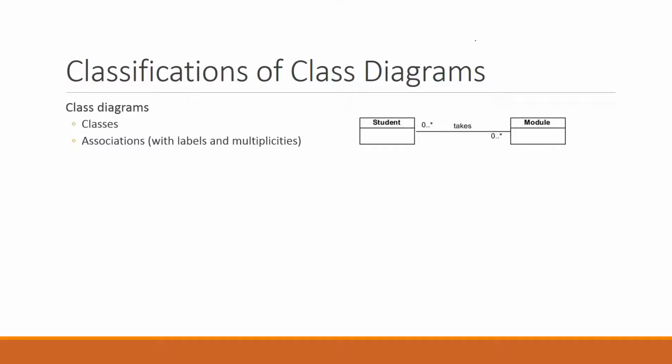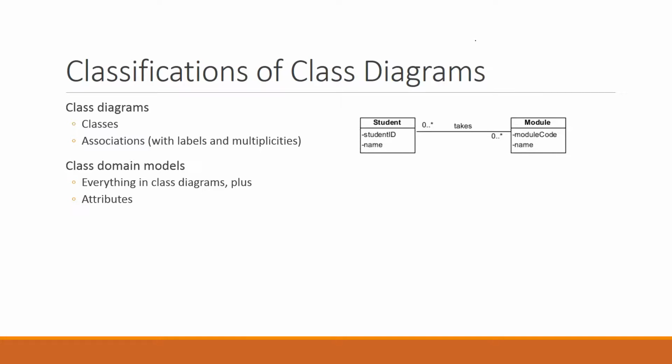Later on in the system development process, you will graduate to class domain models, which have everything in class diagrams, but also include attributes. So for instance, you might realize that we have to capture the data of a student that includes student ID as well as the name. And for modules, we need to record the module code and the name. Now, class domain models are created later on when you've got a pretty good idea of the requirements of the system that you're trying to develop, and you're starting to think about the data that you need to capture.